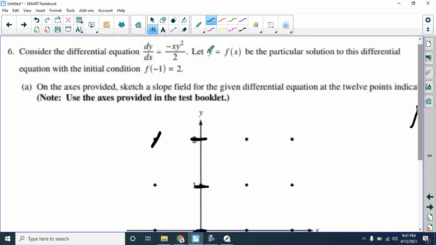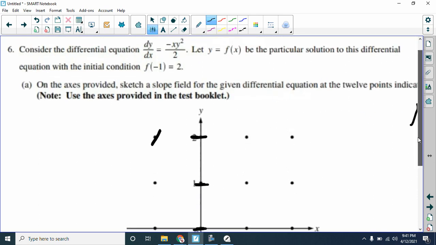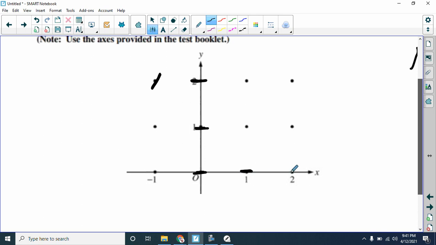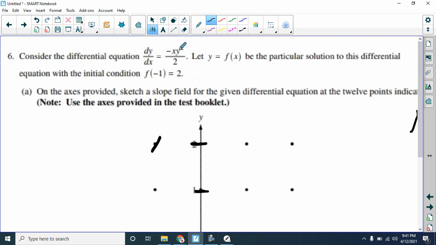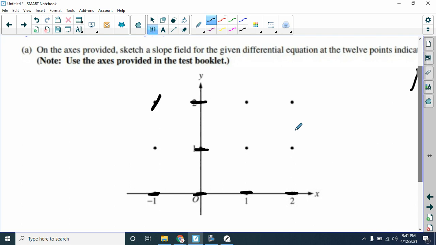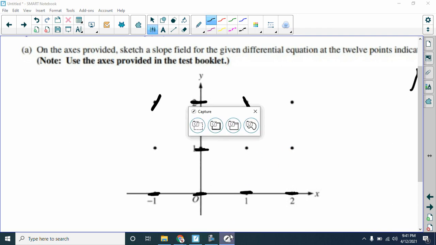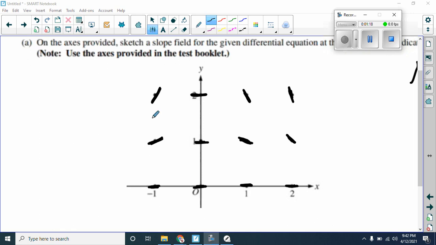Also, anytime y is 0, my slope is 0. Plugging in 1, 2 would give me -4 divided by 2, so slope's -2. So it should be pointing kind of at this point right here. Doesn't need to be perfect, but sketch them in. Anyway, slope field should look like that guy there.